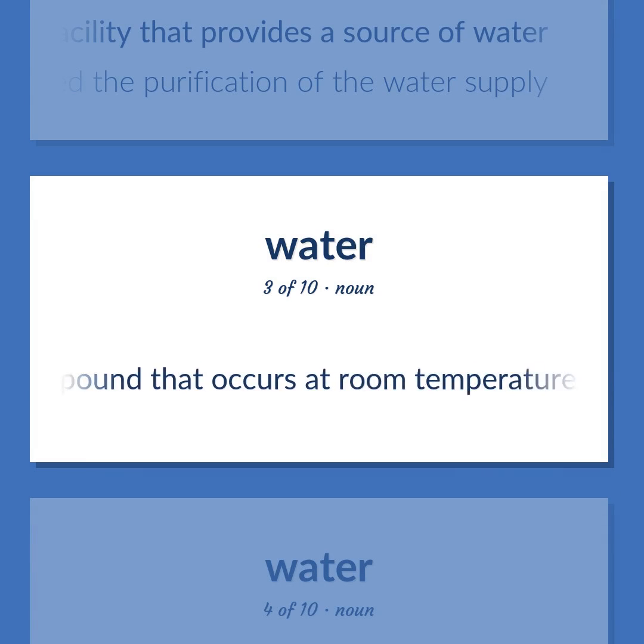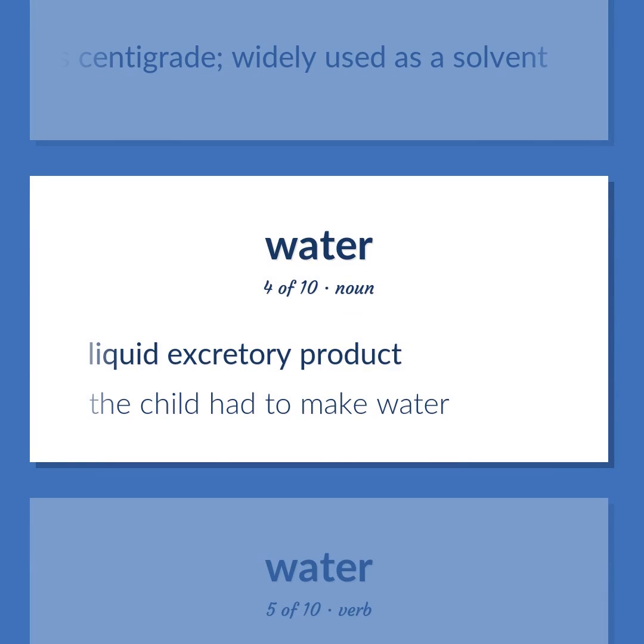Binary compound that occurs at room temperature is a clear, colorless, odorless, tasteless liquid. Freezes into ice below 0 degrees centigrade and boils above 100 degrees centigrade. Widely used as a solvent. Liquid excretory product. The child had to make water.